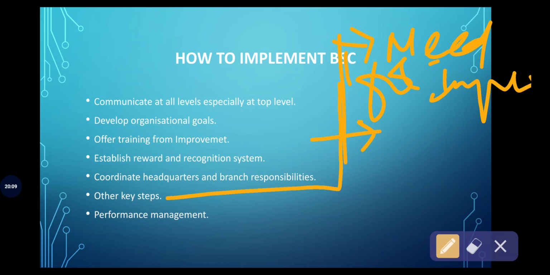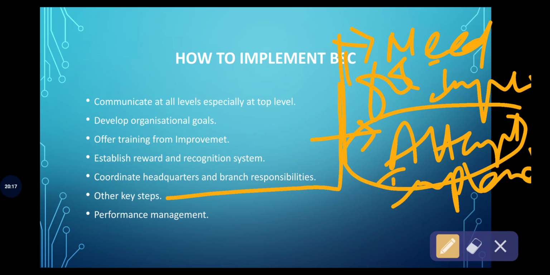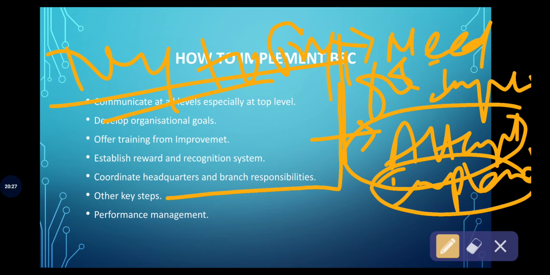Next is attempts at implementation. To implement things, we must make some attempts. First attempt, second attempt, third attempt, so we should try again and again to achieve something, right? So here also, to implement the BSC the first time, we should make several attempts so that in one of the attempts we can be successful.